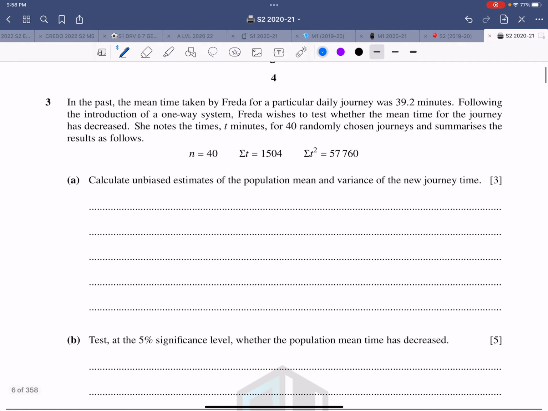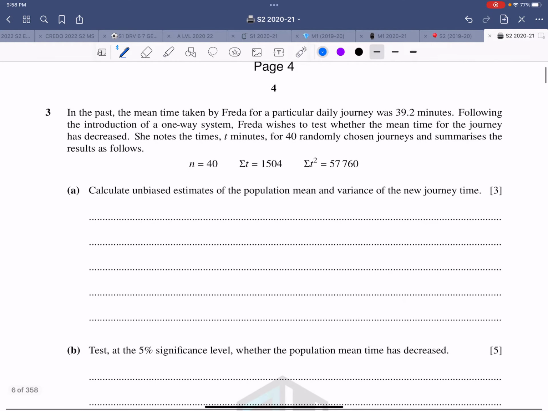Let's move to the third question. Let's read this question and see what it's all about. It says, in the past, the mean time taken by Freda for a particular daily journey was 39.2 minutes. So this is the mean time taken, 39.2 for the daily journey. Following the introduction of a one-way system, Freda wishes to test whether the mean time for the journey has decreased.